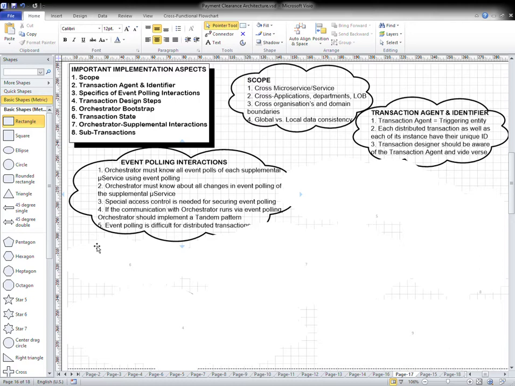While event polling is okay to be used in a distributed transaction, it's not really recommended because it's difficult to debug and to control due to unclear ownership of the event polling storages.